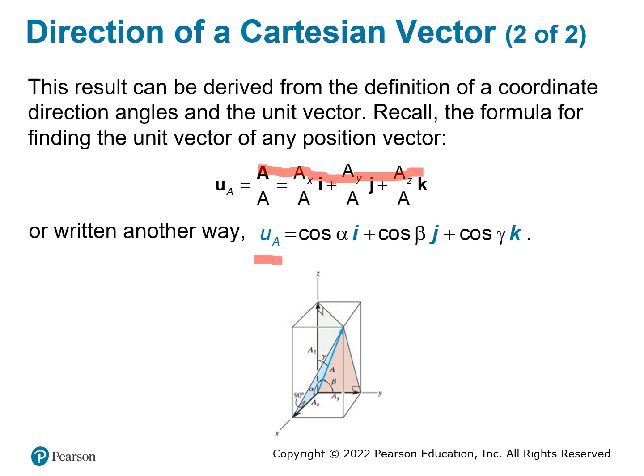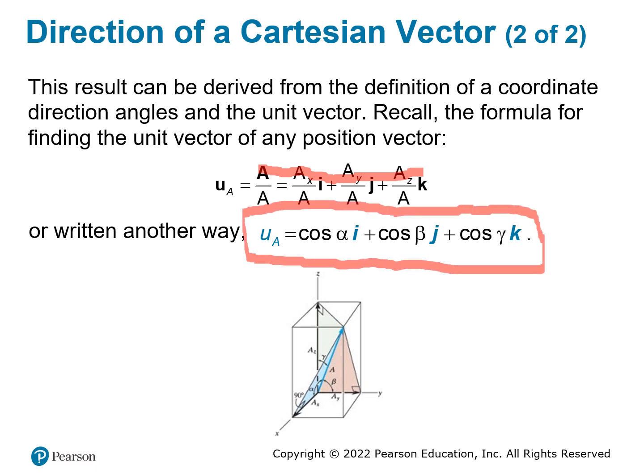which will be these. And if you remember in the previous slide, we showed you cosine alpha, cosine beta, and cosine gamma are the directions associated with Ax over A, Ay over A, and Az over A. So it simply tells you the unit vector has the component of this much and this much and this much in each one of the directions.